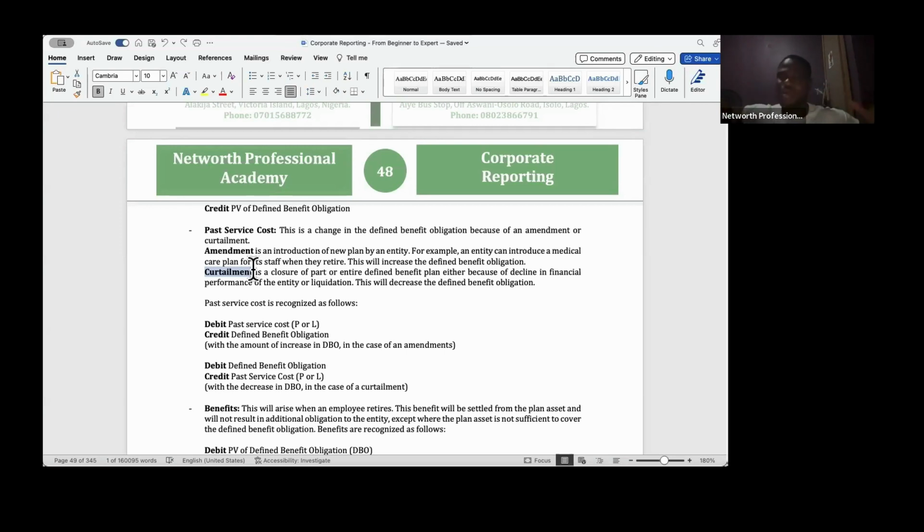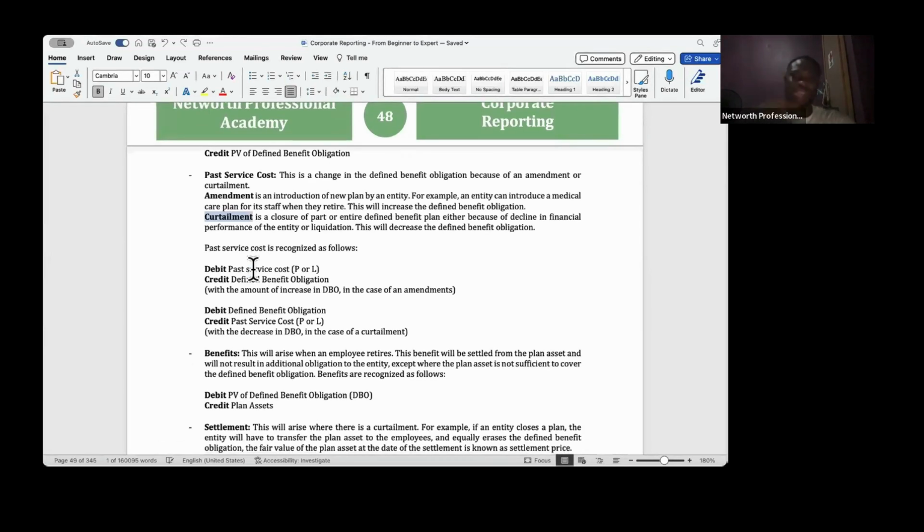They closed a part of a defined benefit plan or everything. That's curtailment. When there's curtailment, that will also result in a change in the defined benefit obligation. That change is a past service cost. And the thing is, they will give you in your books, for past service cost, they can just give you a scenario. Mostly it's for past service cost. I've never seen them saying past service cost and giving you the figure.